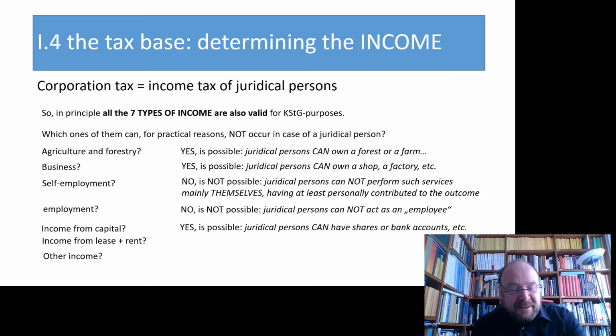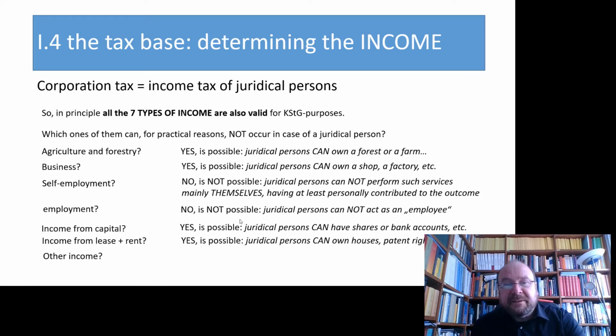The next thing, income from capital. Naturally, a GmbH or an EV, for example, can have money in a bank account, so they get interest, so they have income from capital. Or a private association, a chess club, might hold some shares where they have invested some money, and if the shares pay out some dividends, then they have income from capital. Yes, plain and simple, very easy.